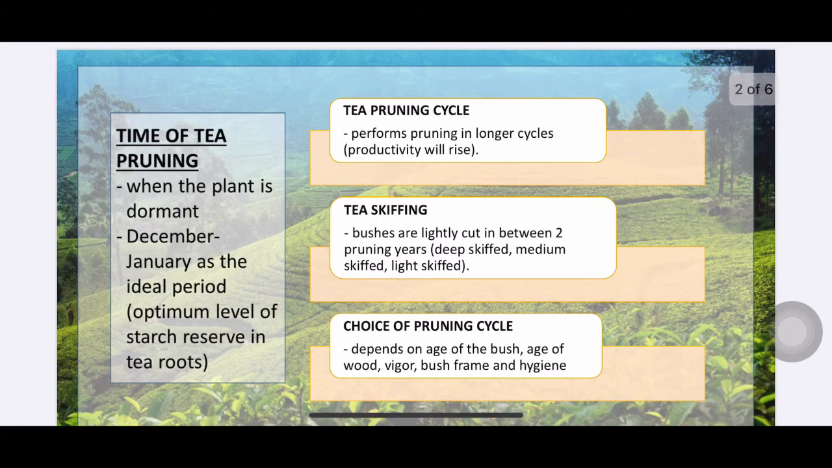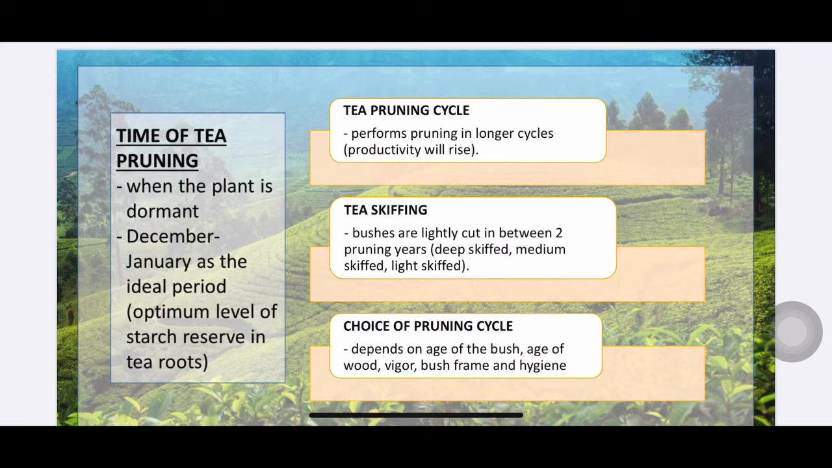Next, the time of tea pruning. It occurs when the plant is dormant, between December and January, as the ideal period because it has the optimal level of starch reserve in the tea roots. So, in the tea pruning cycle, if pruning is performed in longer cycles, productivity will rise.